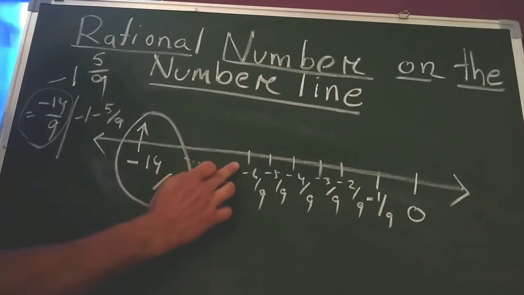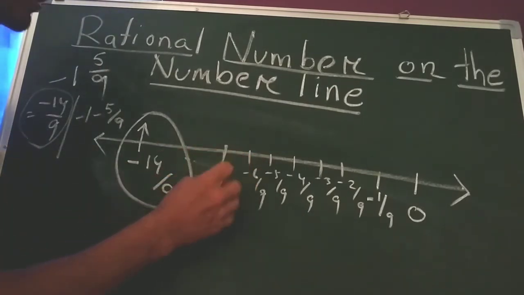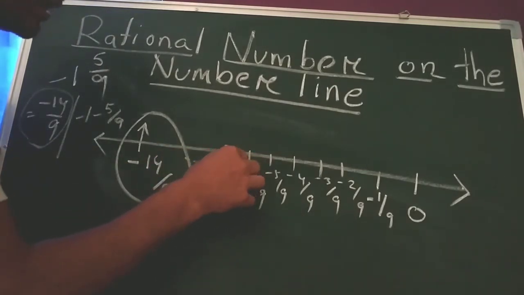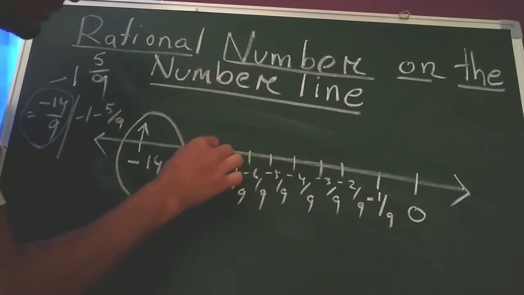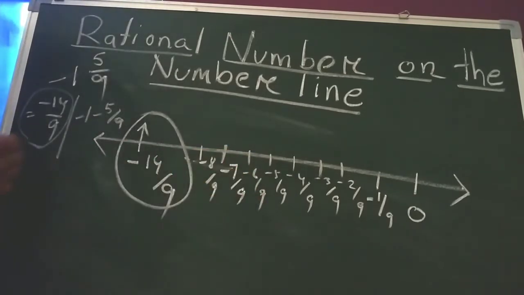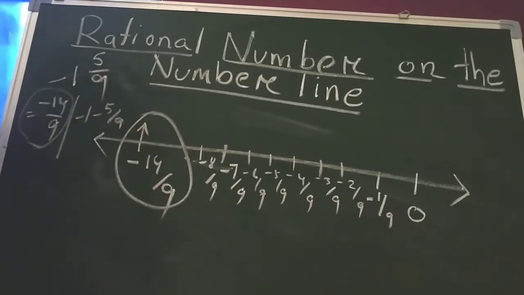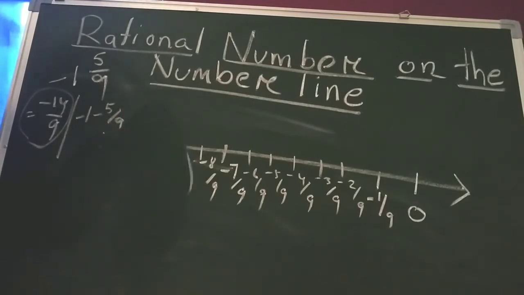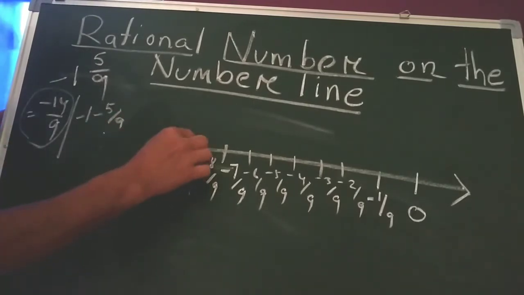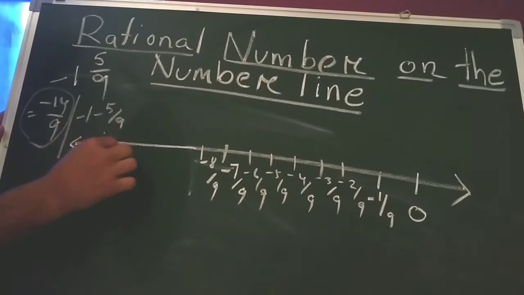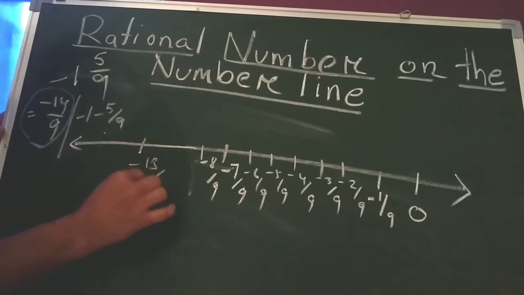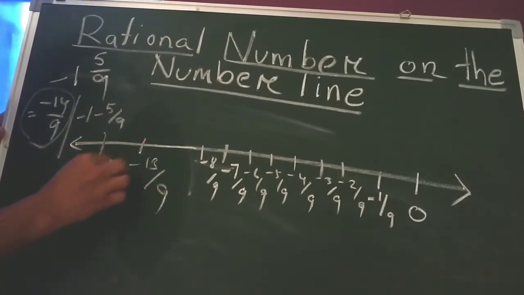You will write it down. Here I am not writing every number, but you will write down minus 7 by 9, minus 8 by 9 in this way. Since there is no space, I am just giving you an example of how to write. Then you will get minus 13 by 9, and then you will get minus 14 by 9.